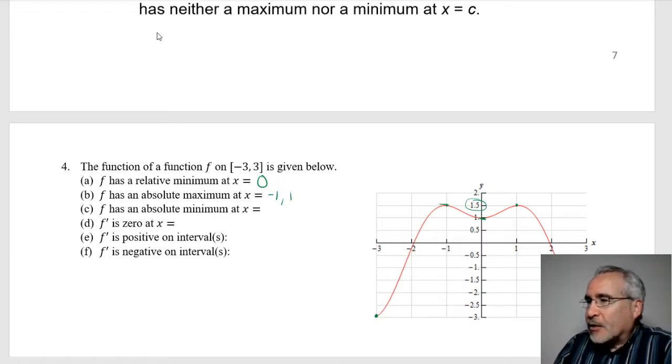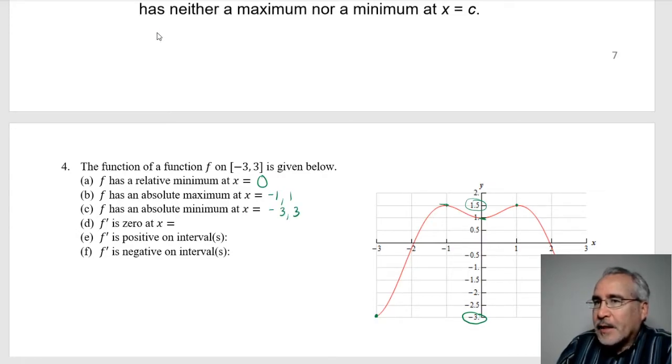Okay. F has an absolute minimum. Again, there are 2 places where there's an absolute minimum because it's the same value. The minimum itself is a y value of -3. Where it happens is when x is -3 and when x is +3. F prime is 0 at which x values? Well, everywhere we have a horizontal tangent line: here, here, and here. So x equals -1, x equals 0, and x equals 1.